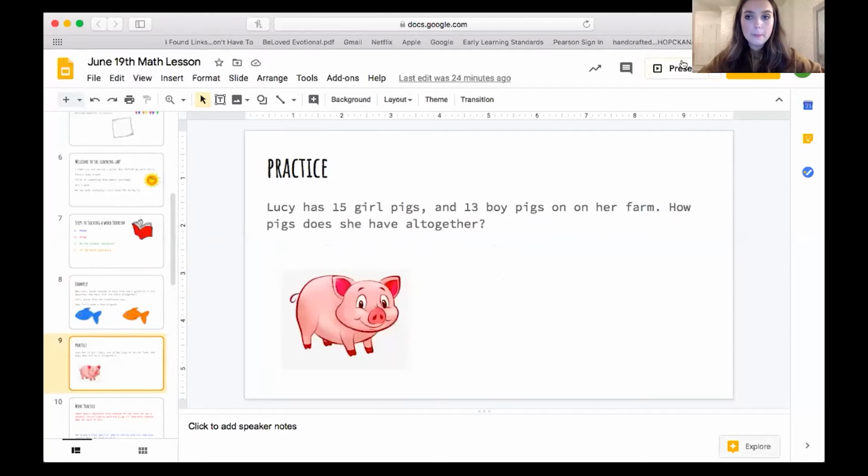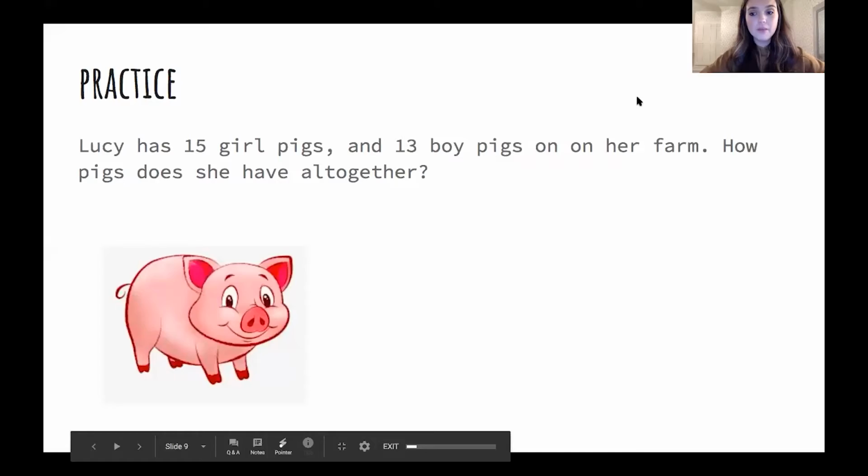Okay, here is our next problem. Our first step is to read, so let's read it. If you want to read it out with me, feel free. Here we go. Lucy has 15 girl pigs and 13 boy pigs on her farm. How many pigs does she have all together? Okay, so we did the first step, we read it. That is awesome. Second, we need to draw.